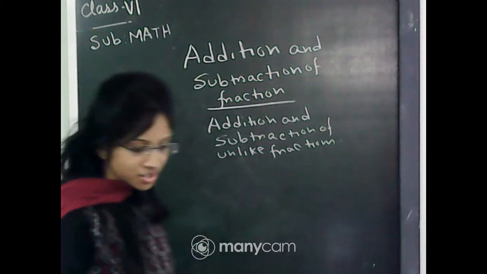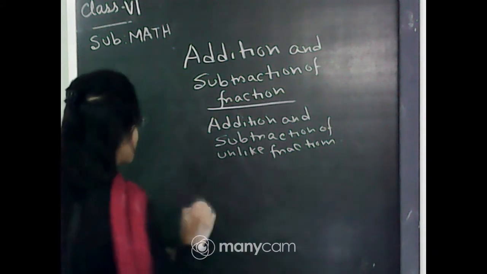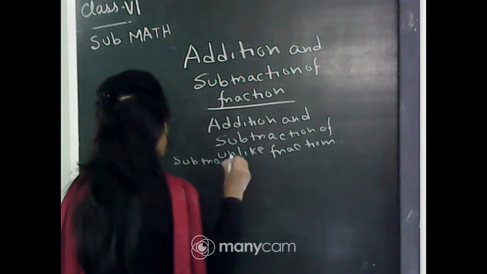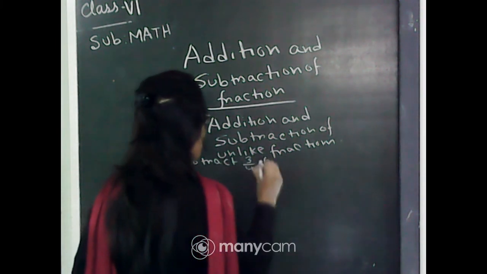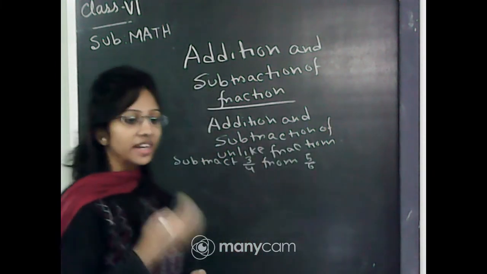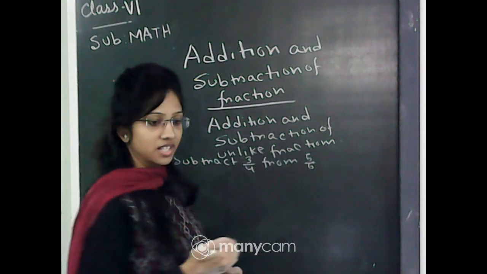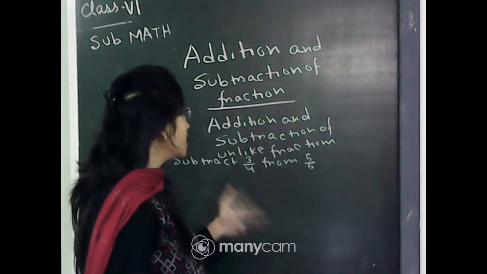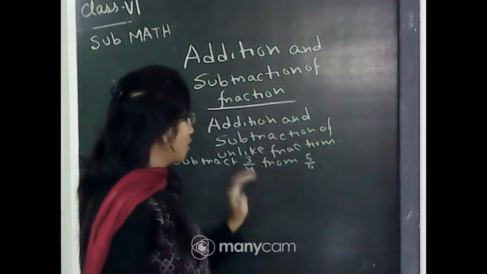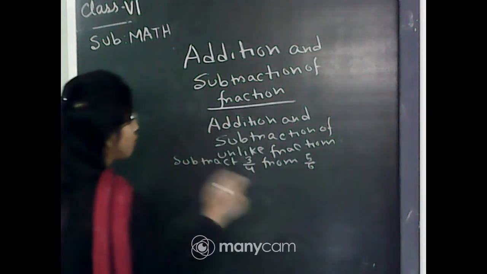And first question is subtract 3 by 4 from 5 by 6. First, we need to find their equivalent fractions which have the common denominators. And the common denominator is given by the LCM of 4 and 6.